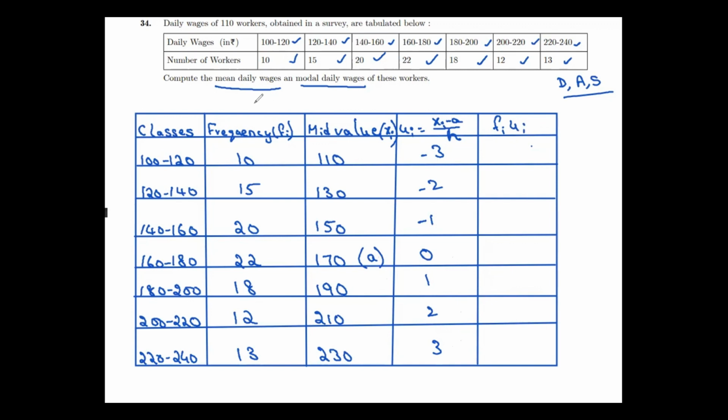The second column is the frequency fi column, and the fourth column is the ui column. If you multiply both and write, the last column will come. So 10 into -3 is -30, 15 into -2 is -30, 20 into -1 is -20, 0 into 22 is 0, 18 ones are 18, 12 twos are 24, 13 threes are 39. So till here we finish it.